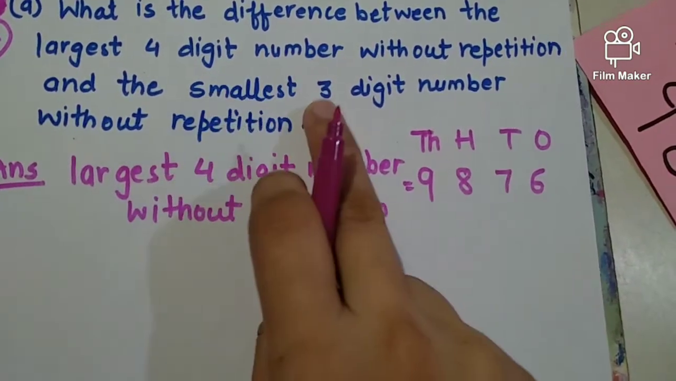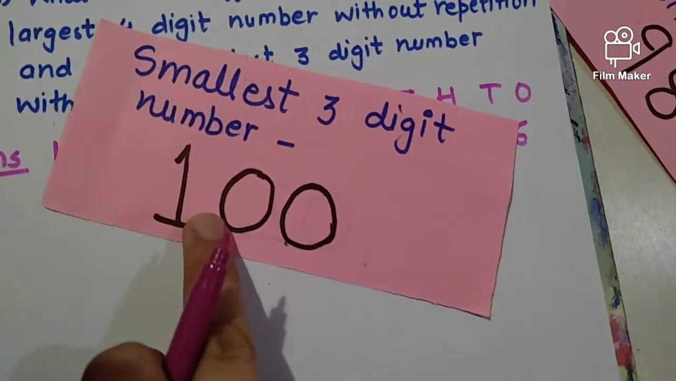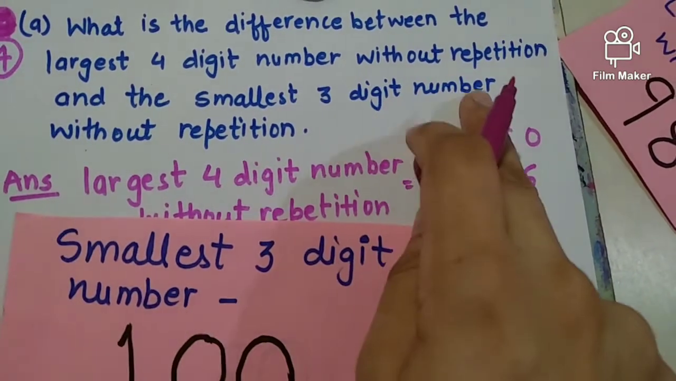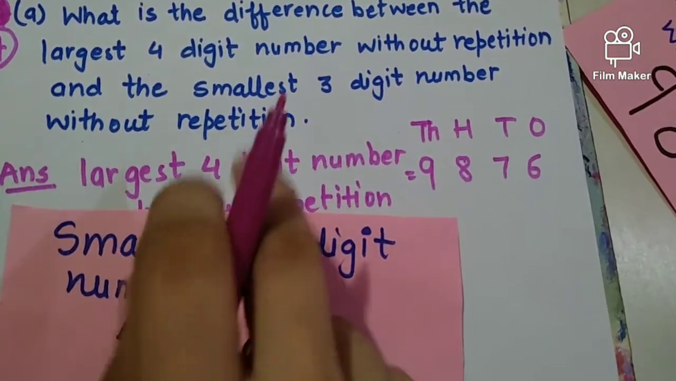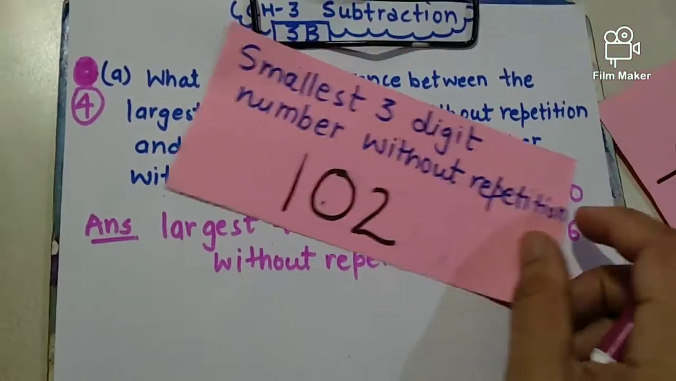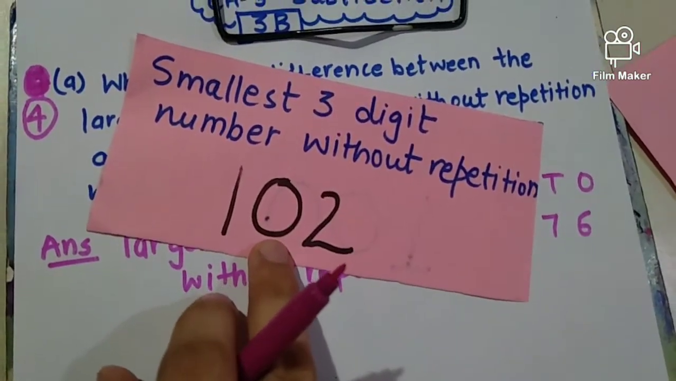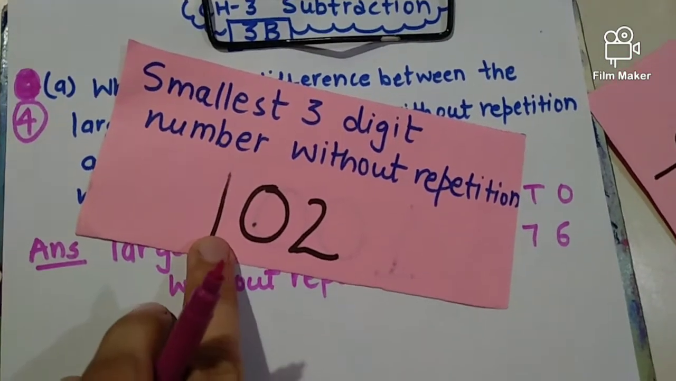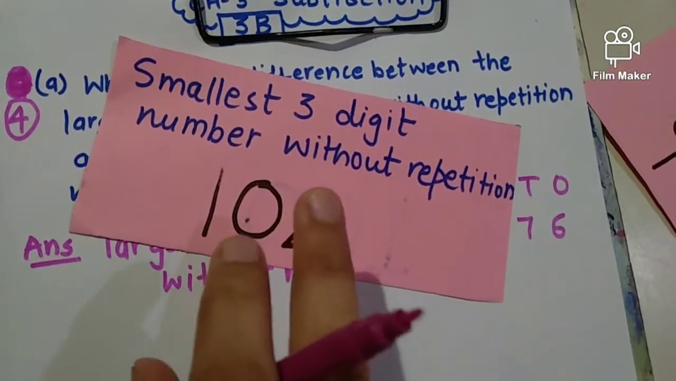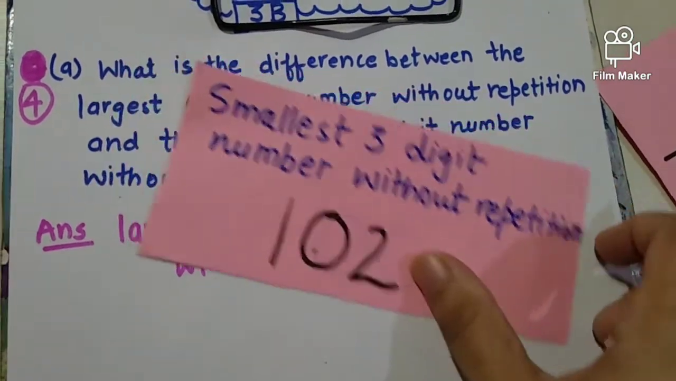Yes. Now we have to find the difference between two numbers. So the second number is the smallest 3-digit number. Smallest 3-digit number क्या होता है? You all know the smallest 3-digit number is 100. But we have to find the smallest 3-digit number without repetition. यानी इसमें 0 2 times रिपीट हो रहा है. We need a smallest 3-digit number without repetition. So here 0 is not repeating itself. We have 1, then 0 and then 2. None of the digits repeat itself. कोई भी digit अपने आप को repeat नहीं कर रही है. So 102 is our smallest 3-digit number without repetition.